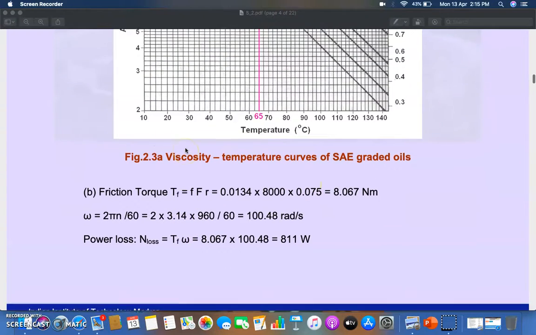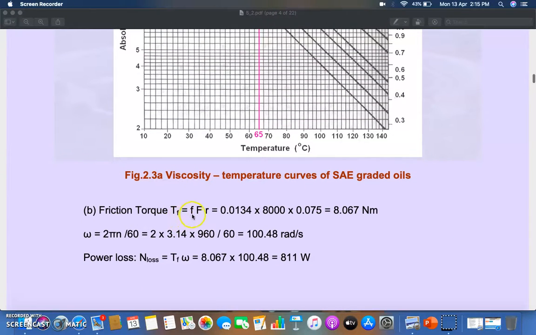Now we have to calculate the value of friction torque, which is Tf equals small f into capital F into R. Capital F is your load, 8,000 is given, small f we have calculated, and R is given already. So we are ready with the torque. Now omega is required to calculate the power loss. Omega is 2 pi n by 60, which we have calculated in radians per second. The power loss will be equal to the frictional torque multiplied by the angular velocity, and then you are ready with the value of how much power loss there will be.